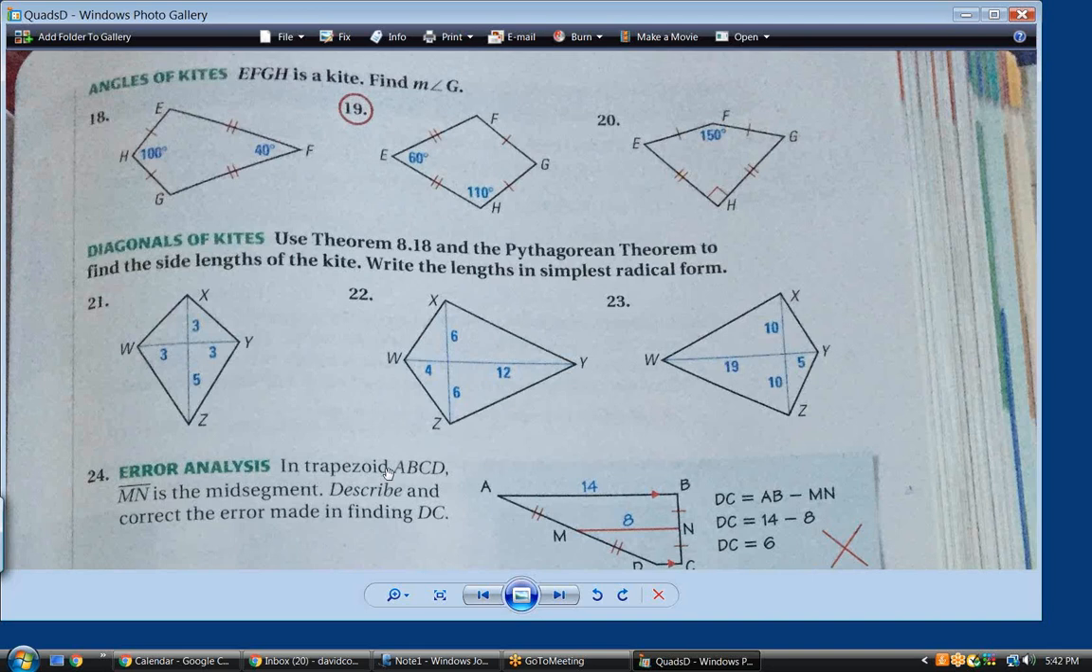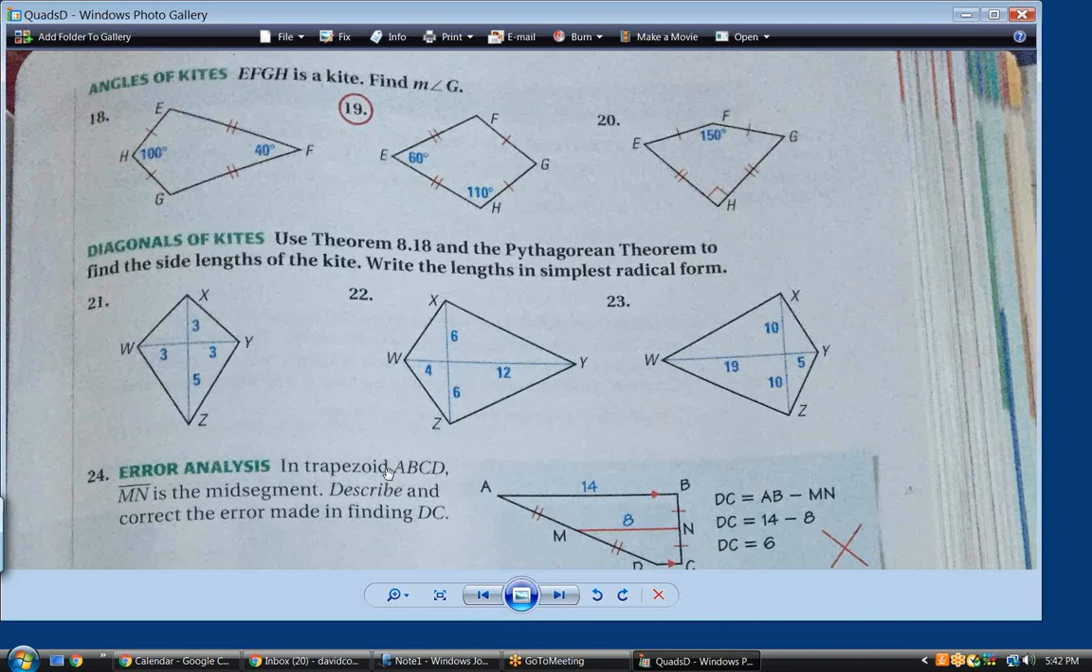All right. So if 18 is a kite, what is angle G? So if 18 is a kite, then what's the measure of G? G is equal to which angle?